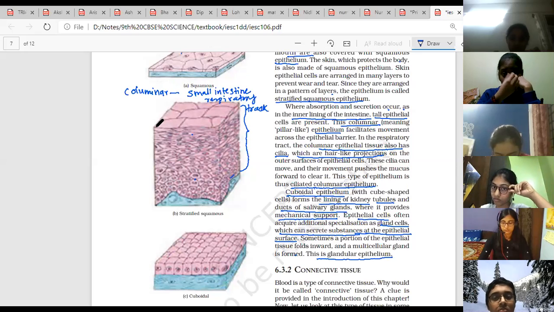Also, the endocrine glands secrete hormones, and those are also transported from one place to another with the help of blood itself. Therefore, blood is called connective tissue. Is it clear?